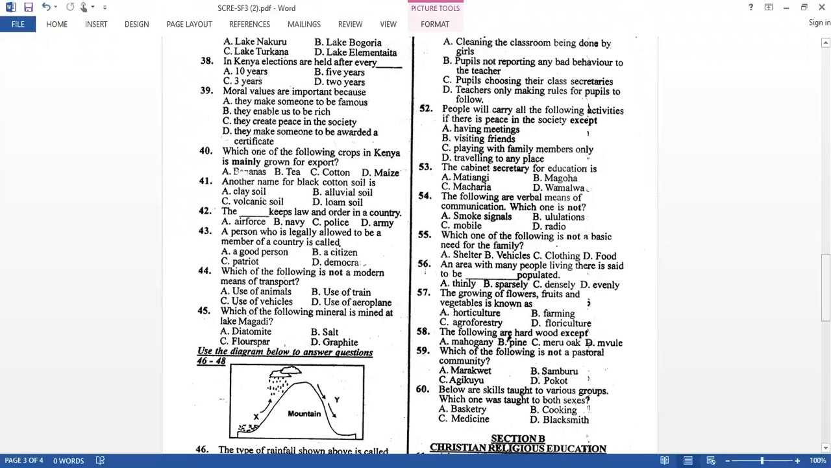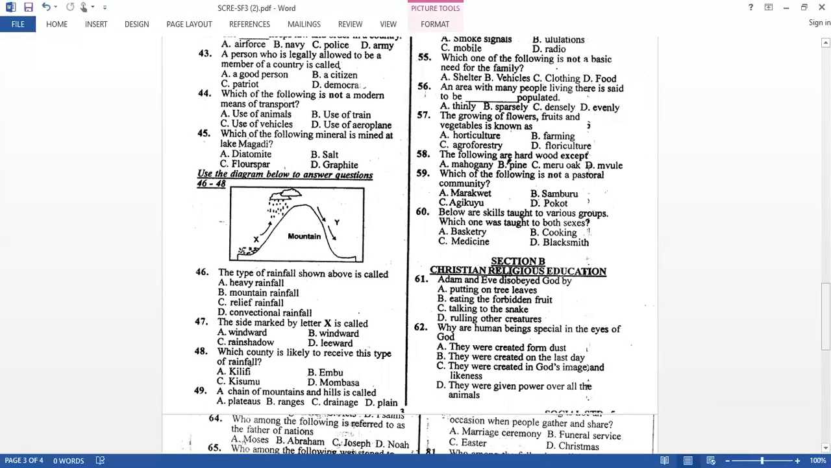Which of the following minerals is mined at Lake Magadi? Remember Lake Magadi? Minerals in Kenya, and you say the main mineral export in Kenya is soda ash, and that soda ash is mined at Lake Magadi. So Lake Magadi, you can say soda ash, which is also used to make salt. So this one, I guess they wanted me to choose this one, which also represents soda ash.